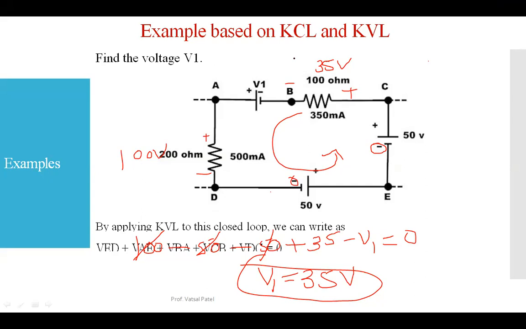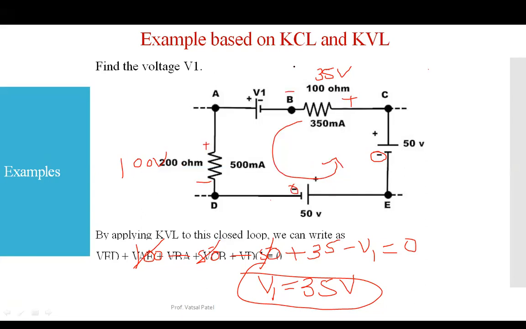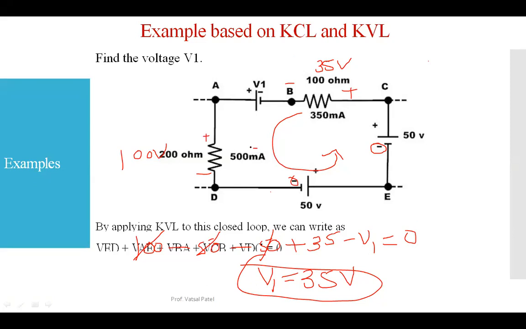The value of current is given in milliampere, which is why we write 10 to the minus 3.